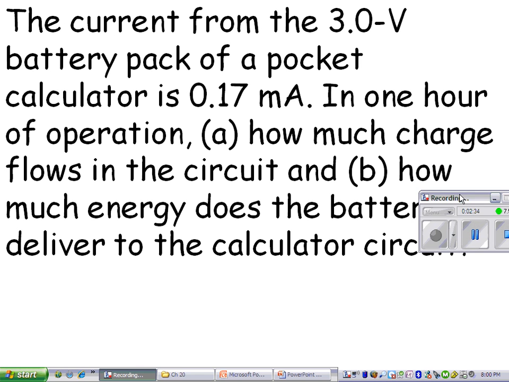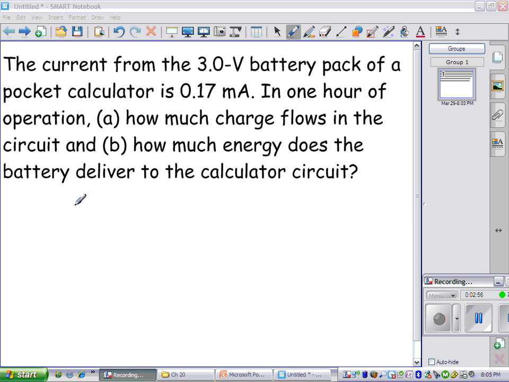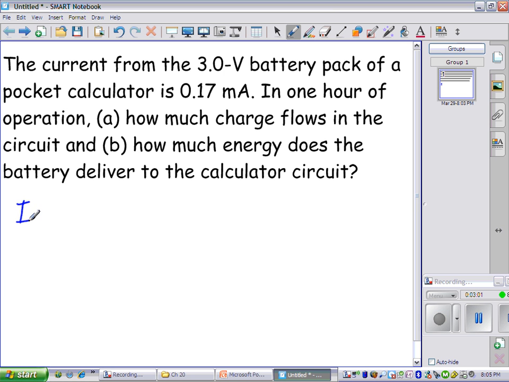So if we look at this, the current from the 3-volt battery pack of a pocket calculator is 0.17 milliamps. In 1 hour of operation, how much charge flows in the circuit, and how much energy does the battery deliver to the calculator circuit? What we're going to do is use our equations. We're going to use the equation I equals Q over T, and we want to solve for Q, how much charge flows in the circuit. So Q equals I times T.